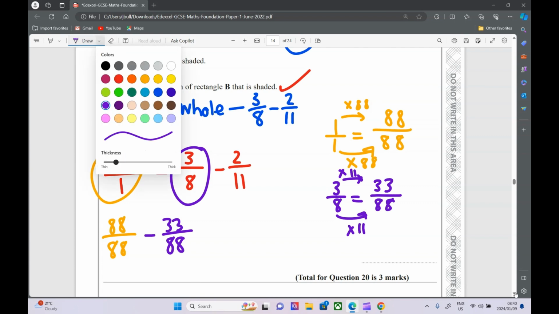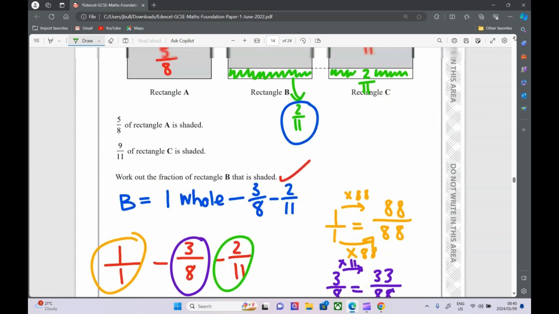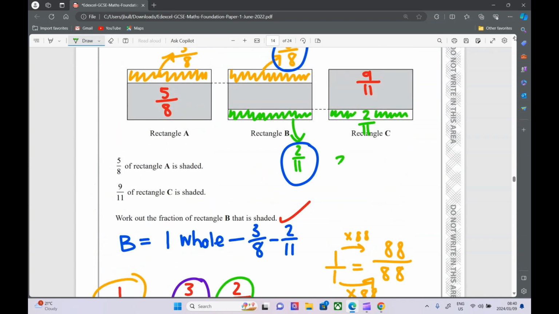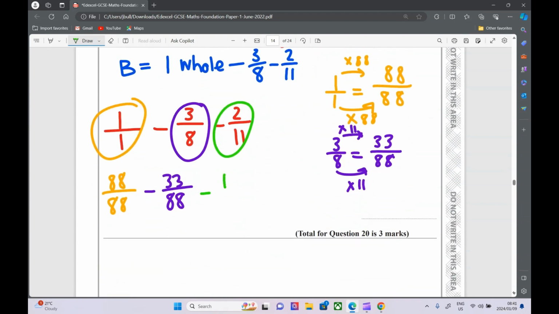And then lastly, we need to convert that 11 fraction. Okay, so let's get some space up here. So 2/11, I want it to be something over 88. Okay, so at the bottom, I am timesing it by 8. So at the top, I have to also times it by 8. 2 times 8 is 16. So 16 over 88 is the fraction that we're going to use there. Okay, so minus 16 over 88.